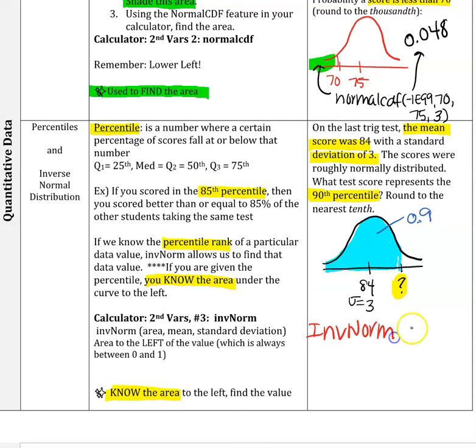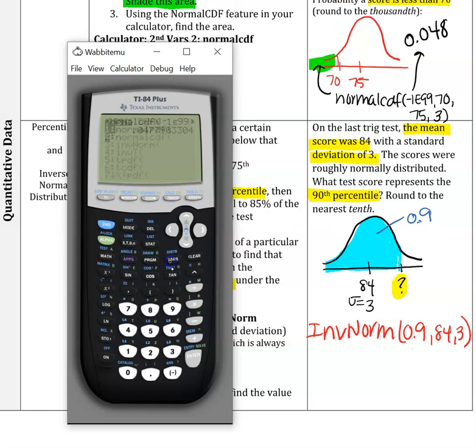That's second var, option 3. It'll prompt you to ask the area to the left. The mean is 84 and the standard deviation is 3. Now if you have a newer calculator, it might be prompting you with something like tail, and it says left, center, right. Just always keep it at left because it's the area to the left of that value. So here we go. I plug in the 0.9. I plug in the 84. I plug in the 3. And then I will hit paste.